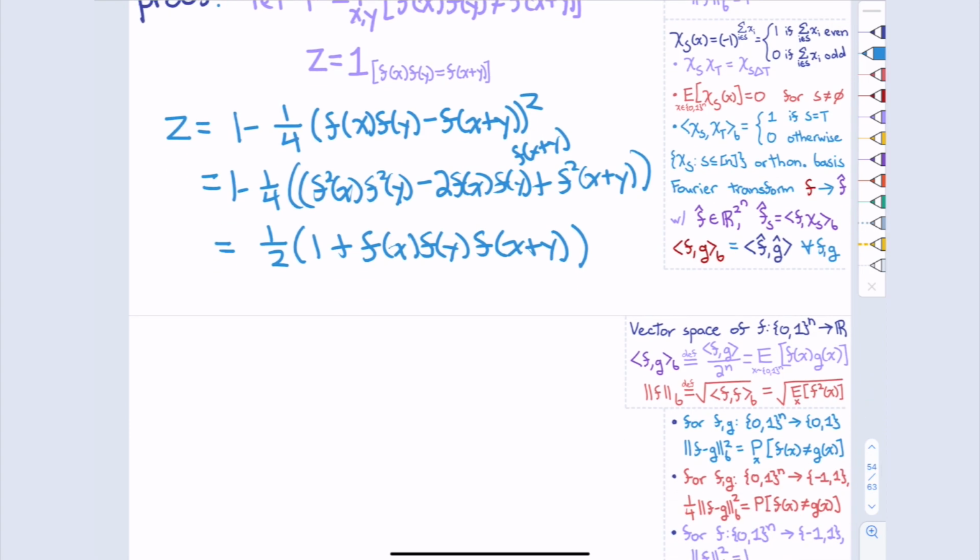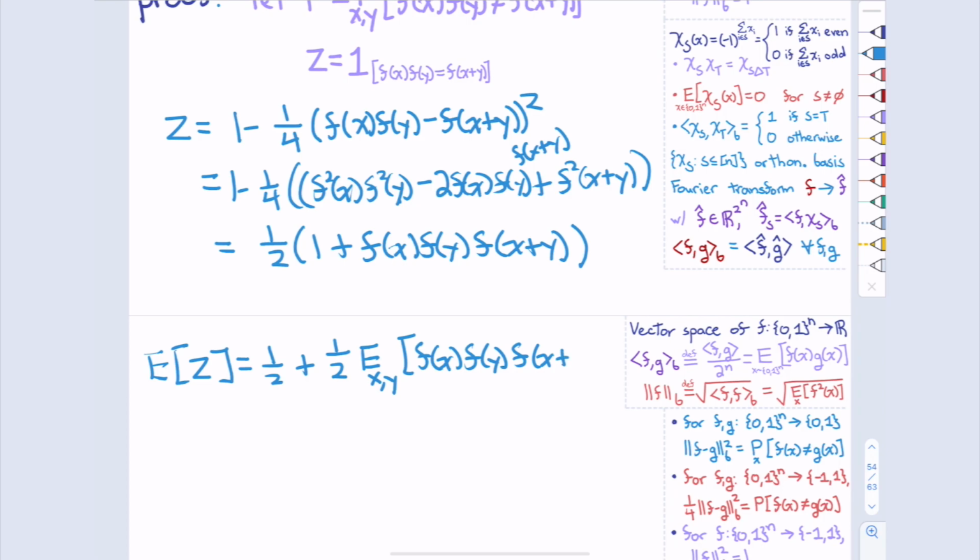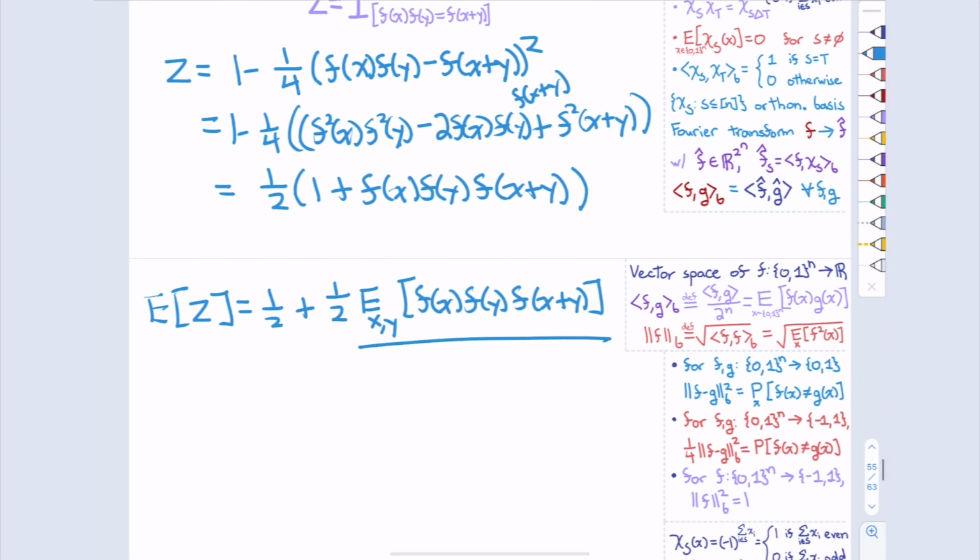I'm a little bit confused, but we'll have to find out. The expected value of Z is equal to 1/2. I guess I should have just left the 1/2 there. 1/2 plus the expected value of x and y, f of x, f of y, f of x plus y, right? Okay, so let's look at this term.